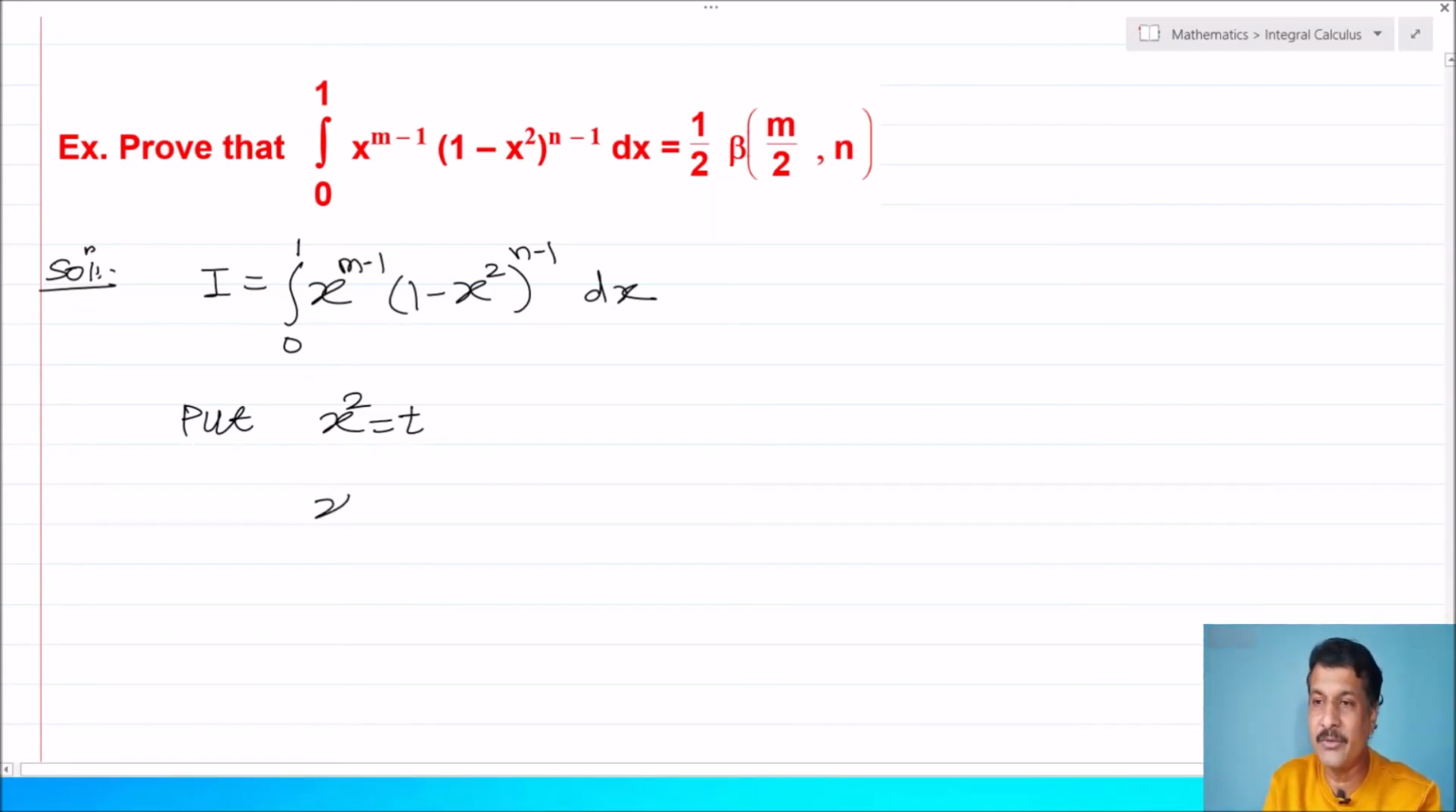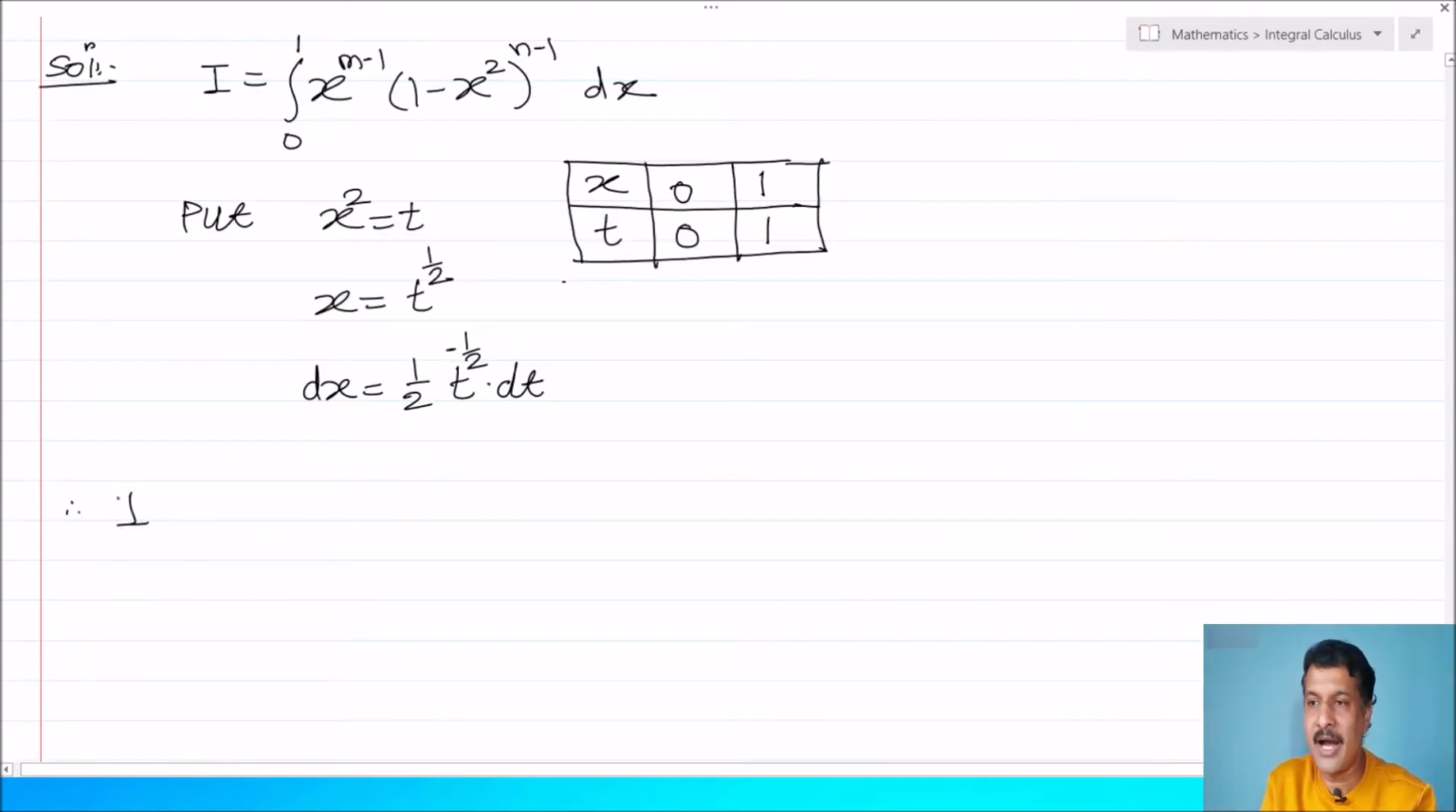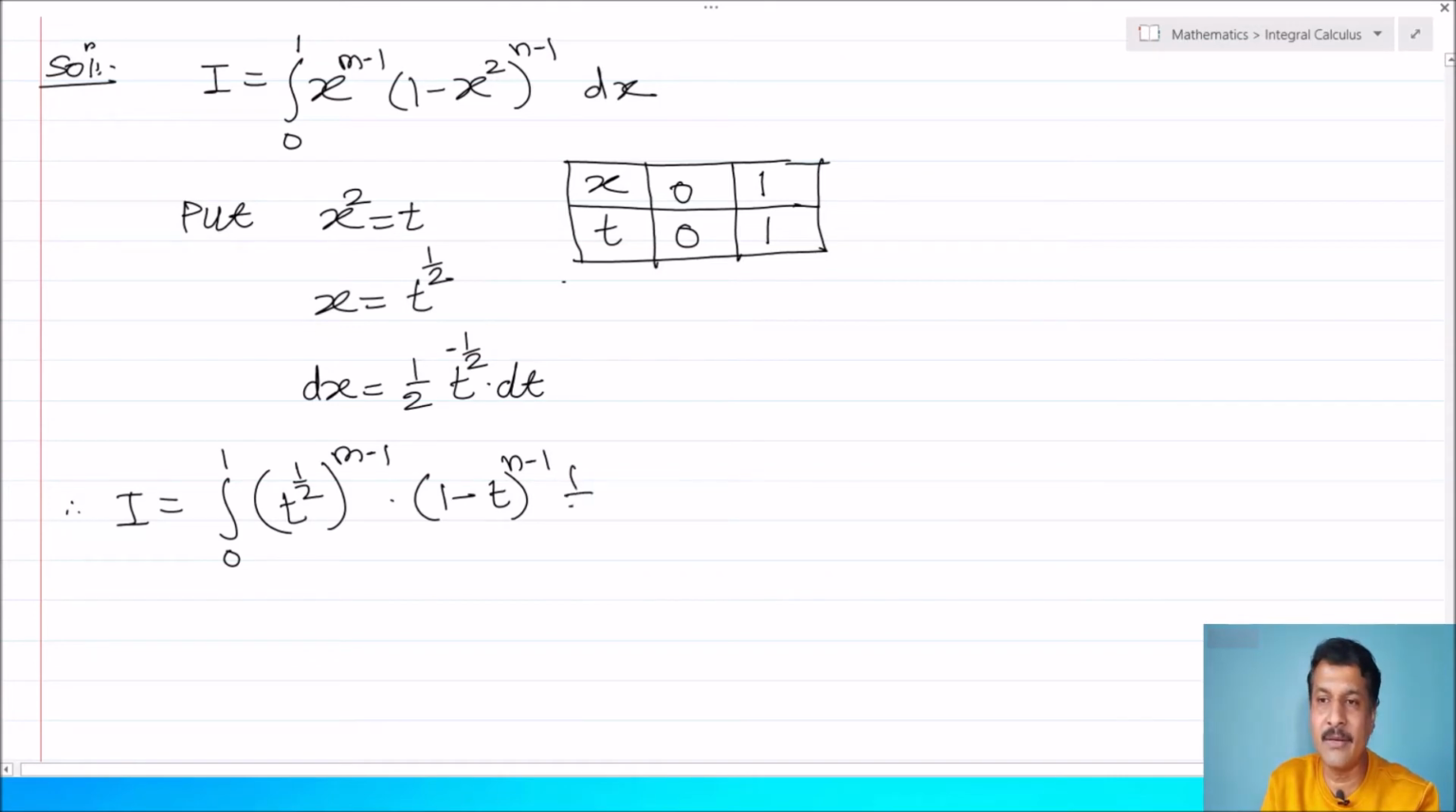So what is the value of x? You always find the value of x, so t raised to half. So what is dx? It is 1 by 2 t raised to minus half into dt. What about the limits? Here x to t, 0 to 1. So x equal to 0, I am getting t equal to 0, and x equal to 1, t equal to 1. So therefore, I equal to the integration from 0 to 1, where x is t raised to half, whole raised to m minus 1, into 1 minus x square, which means t raised to n minus 1, and dx is 1 by 2 t raised to minus half dt.